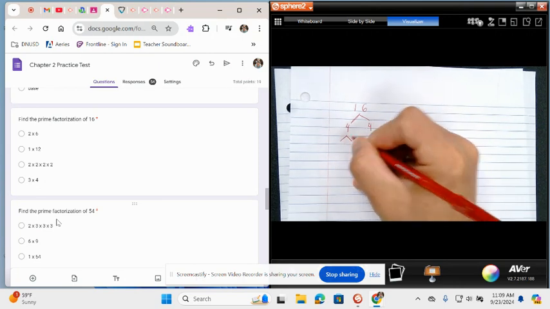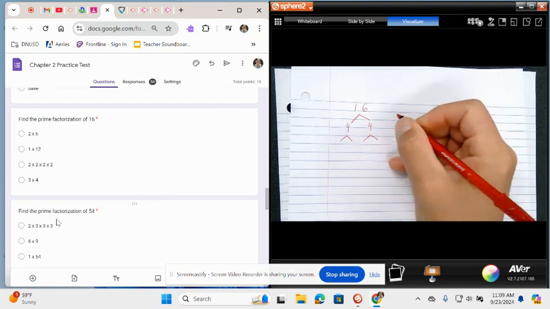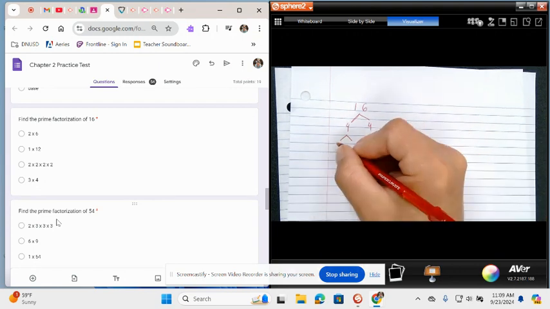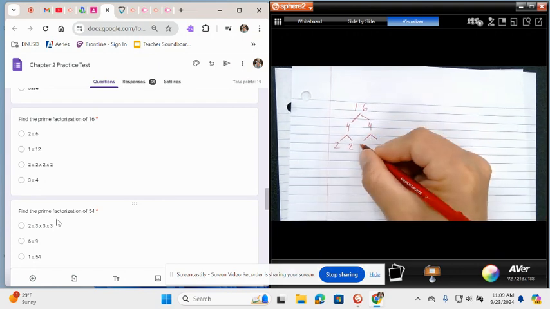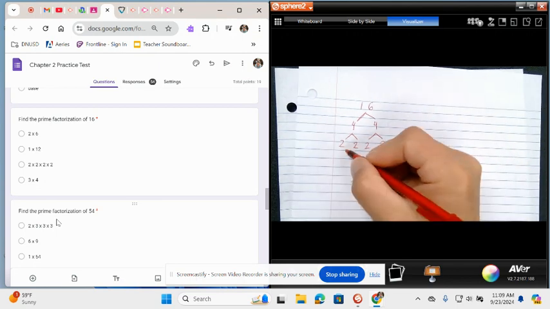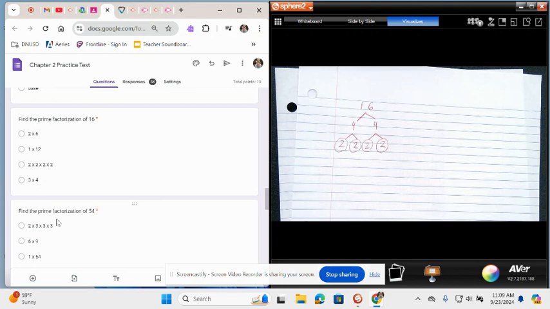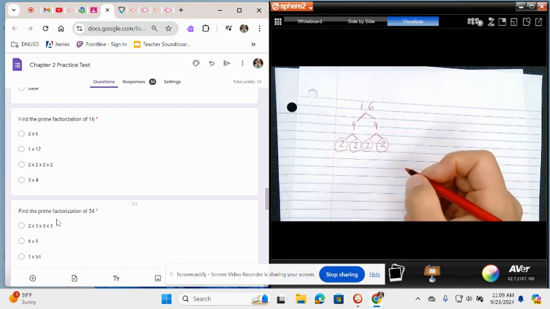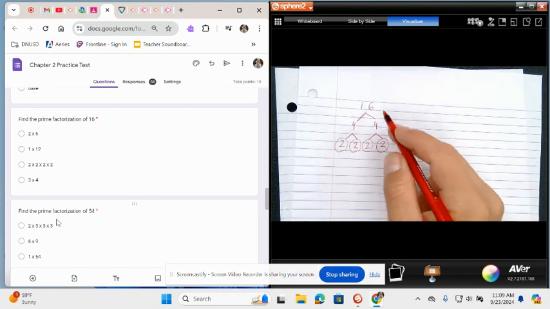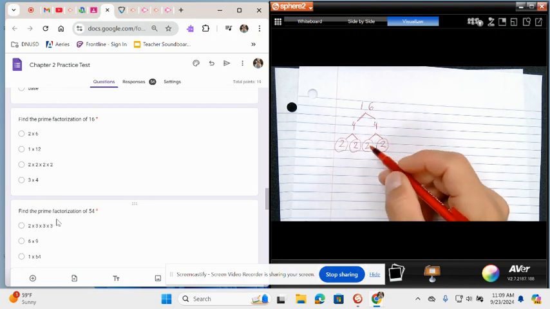Then 4 and 4, since neither of them are prime, they both sprout branches. And 2 times 2 equals 4. 2 times 2 equals 4. Now these are all prime numbers. 2 is a prime number because nothing equals 2 except for 1 times 2. That makes it prime. And then the prime factorization of 16 is just all these prime numbers.